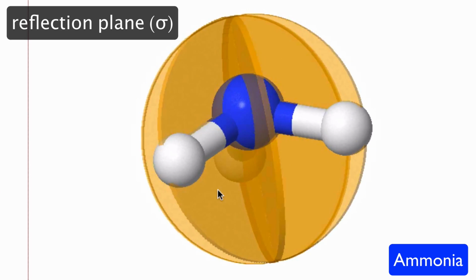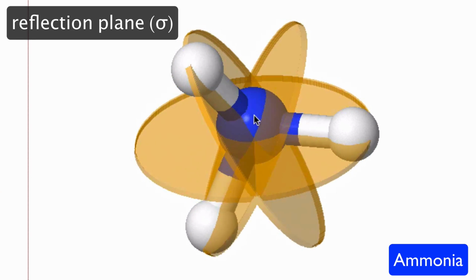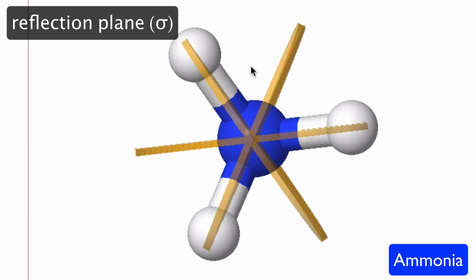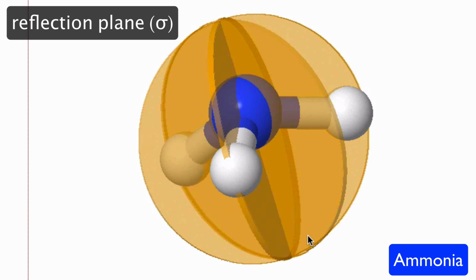Okay, looks a bit like a beach ball, doesn't it? Have a look from underneath and you can see perhaps that those planes all bisect the C3 axis.